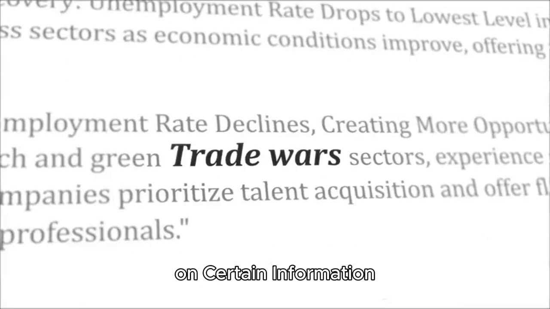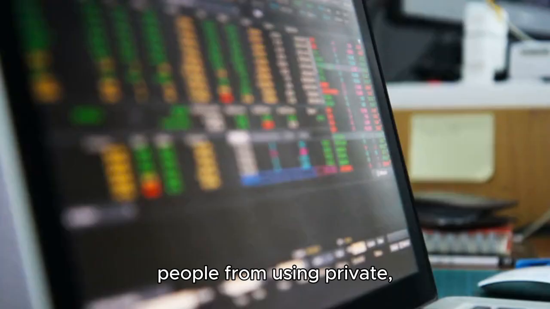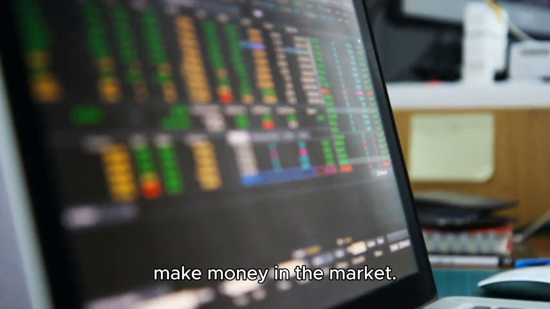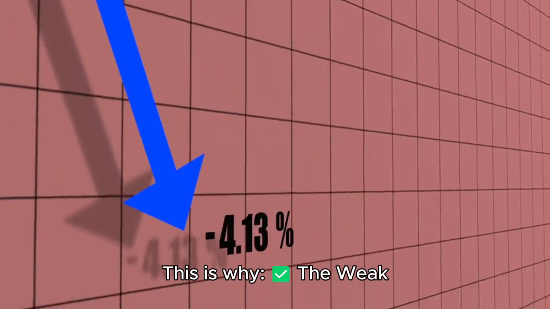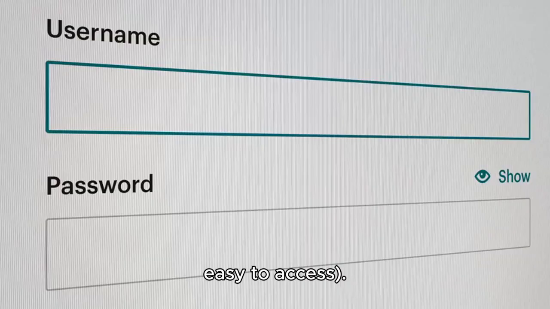The weak form is generally true, since past prices are easy to access. The semi-strong form is somewhat true. Public info is available, but hard to process. The strong form is false. Insider trading laws prevent full information flow.